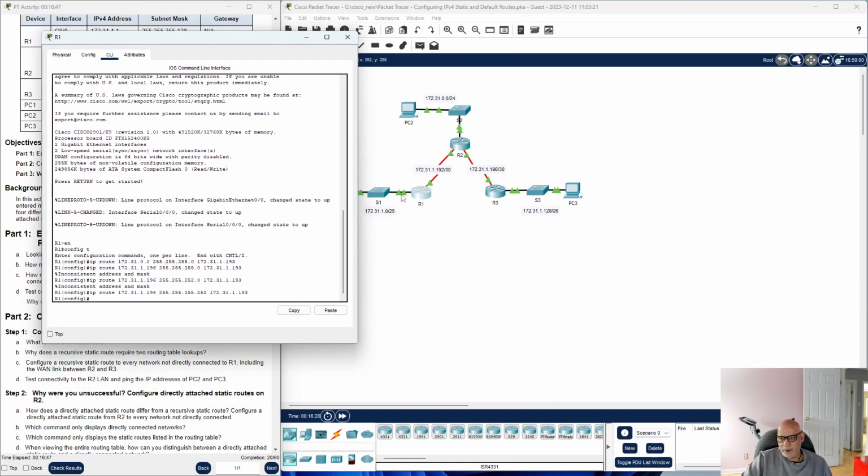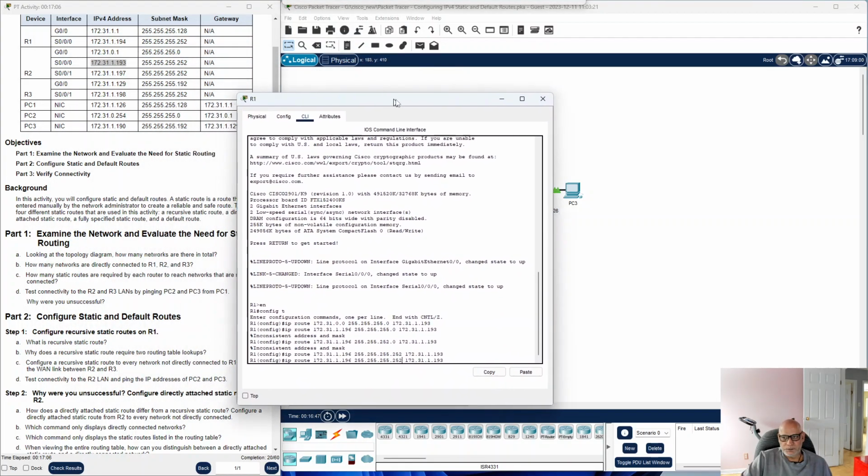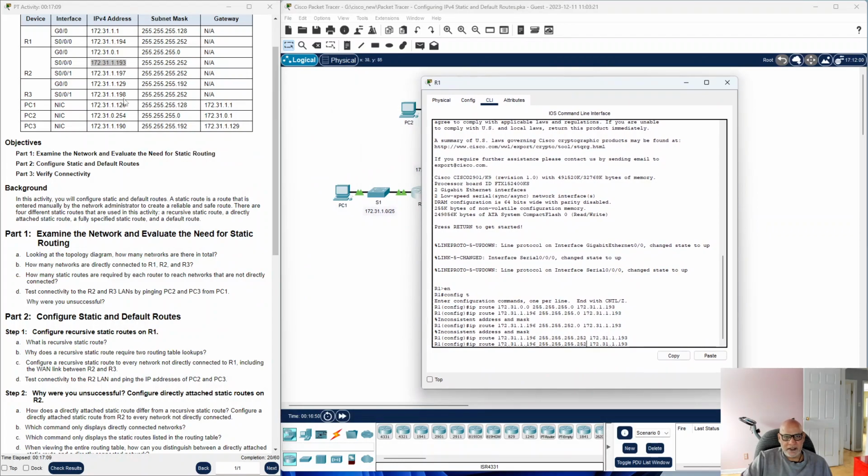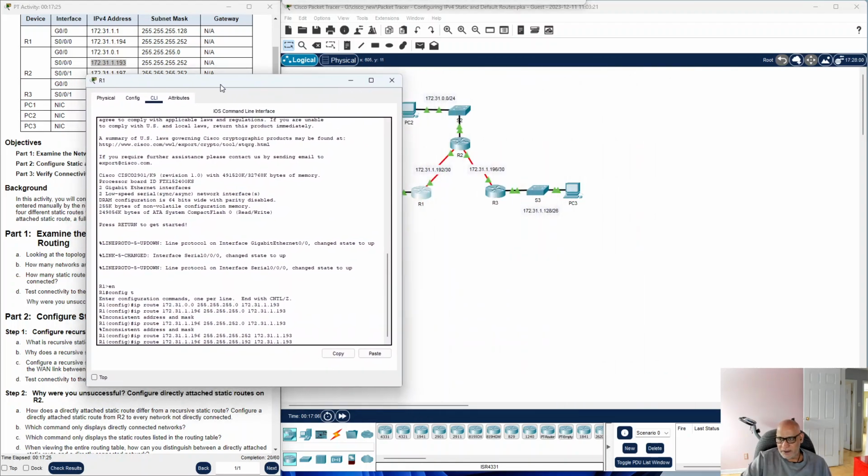To reach this network, the packet has to go through R2, and R1 is directly connected to R2. So here, we are only going to change the subnet mask, which is 192, a 26-bit mask. So let's change the subnet mask. The last octet is 192. We're not going to make that mistake again.